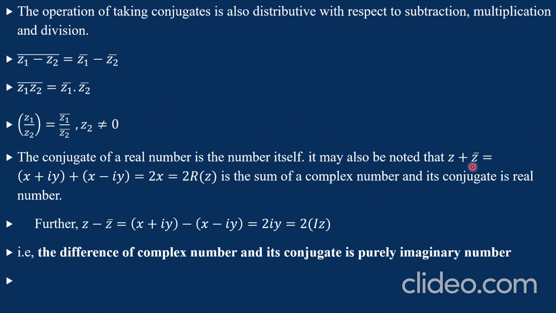It may also be noted that z plus z bar is equal to x plus iy plus x minus iy, that is equal to 2x, that is equal to 2 Re(z). The sum of a complex number and its conjugate is a real number. Therefore, z minus z bar is equal to x plus iy minus x plus iy, that is equal to 2iy, that is equal to 2i Im(z). That is, the difference of a complex number and its conjugate is a purely imaginary number.